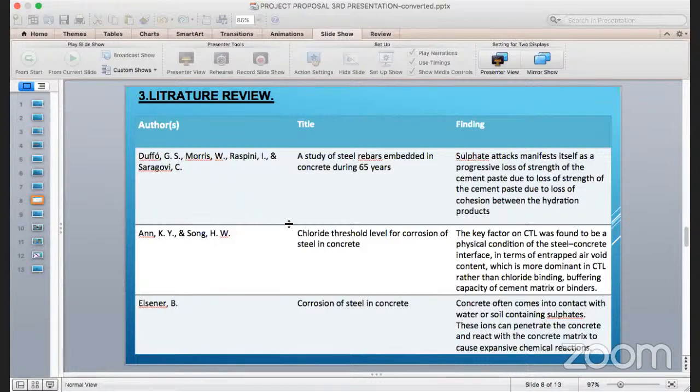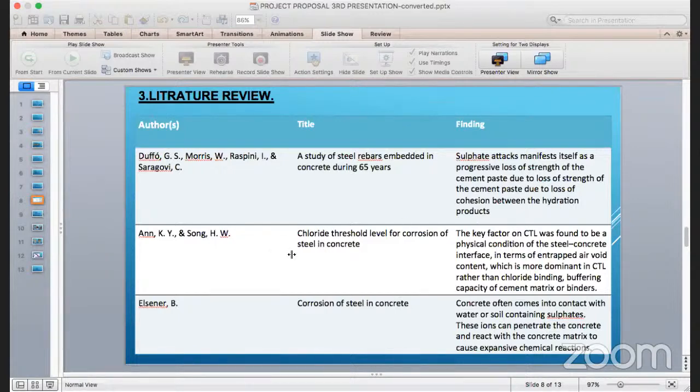where we have a study of rebars embedded in concrete during 65 years, written by UFO-GS and the others. The finding was that sulfate attack manifests itself as a progressive loss of strength of the cement paste, due to the loss of cohesion between the hydration products.